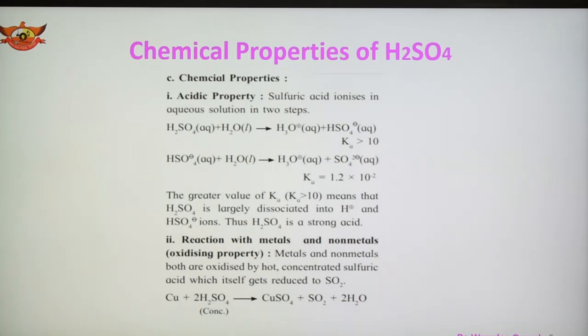Strong acids are those where the extent of dissociation is more, like sulfuric acid. In the case of acetic acid, the extent of dissociation is less, and therefore acetic acid is a weak acid, and H2SO4 is a strong acid. So it depends upon the extent of dissociation in aqueous solution or when dissolved in a solvent. The first property is the acidic property. Sulfuric acid is an acid and it can give H plus ions. It is a dibasic acid because there are two replaceable H plus ions.